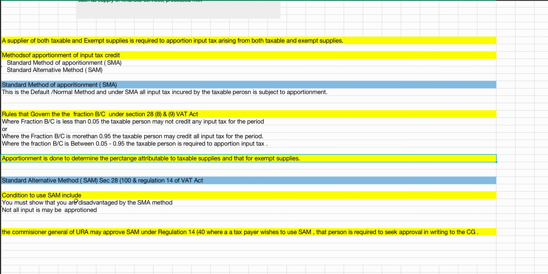Moving forward, I'll just give a simple, quick overview of the other method of apportionment, which is the standard alternative method, most commonly known as the SAM. The SAM can be found under section 28 and regulation 14 of the VAT Act. This method is not so common. In most instances, people who claim they are at a disadvantage by the SMA, the standard method of apportionment, will write to the Commissioner General to request approval to use the SAM. I'll not go into detail on this method for today's video because our interest is basically in the standard method, or the normal method.